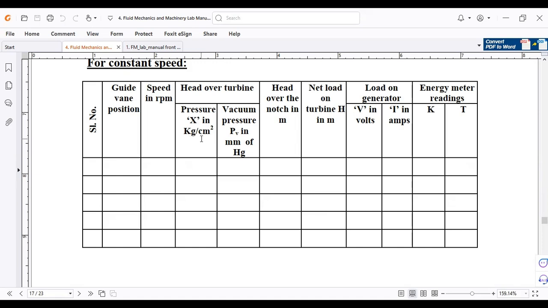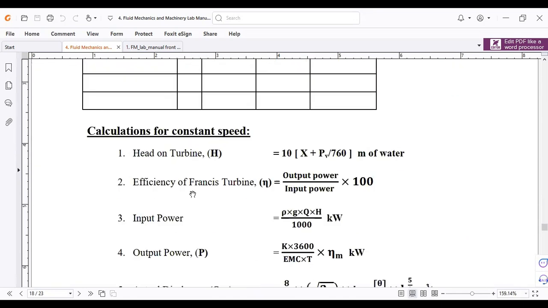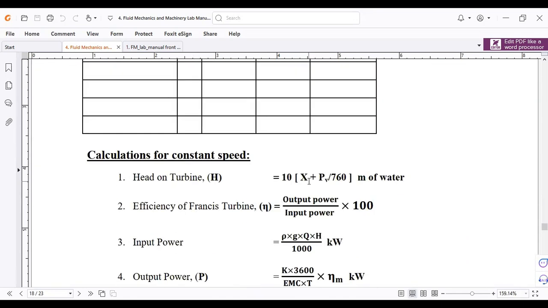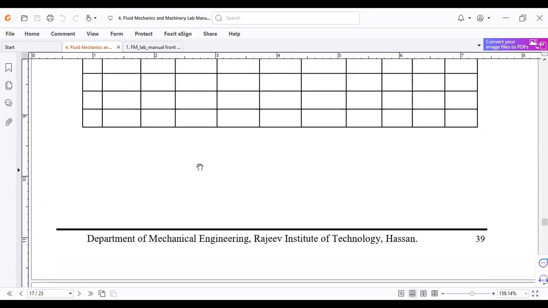That is in terms of kg per centimeter square. At the same time, you have to take the vacuum pressure that is observed in the draft tube. You have to take these two pressures, and the net head on the turbine should be calculated. The net head on the turbine, H, can be calculated using this equation: 10 into X plus PV divided by 760. PV is the vacuum pressure taken on the draft tube, and this is the head on the turbine. You multiply by 10 to convert to meters of water.